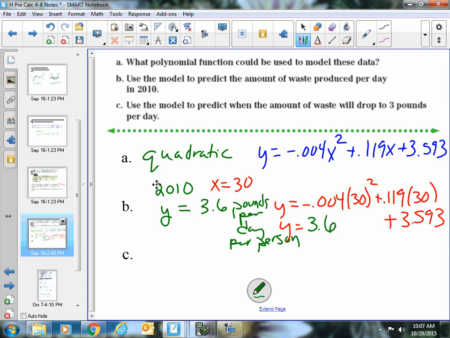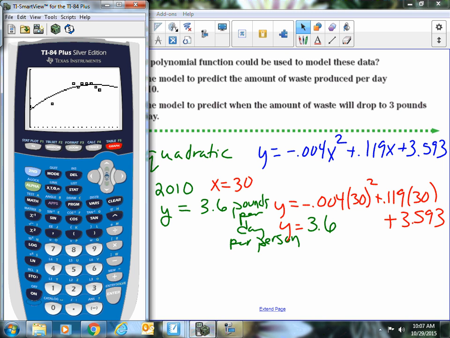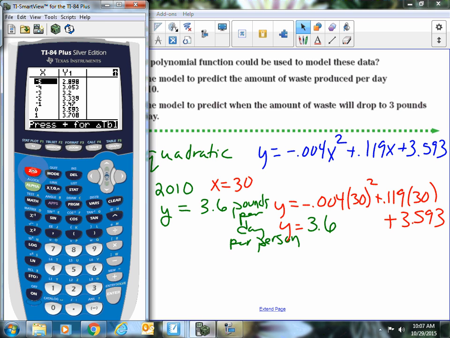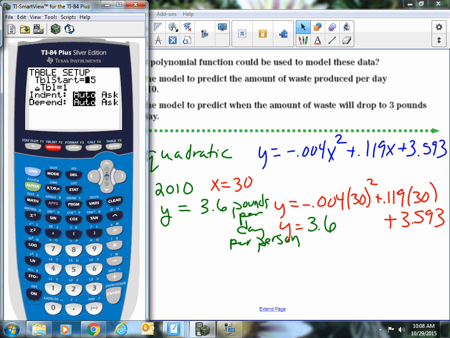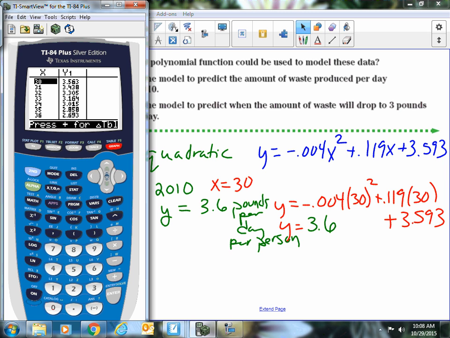So really important in real situations to make sure that you do your labels so you understand what kinds of things you're talking about. Now, another way that we could have done that, since we have the equation in our y equals, you also could have gone to your table. So we'll take a look at our table and look for the different years that you need. Now we would need an x value of 30. So I'm going to go back to my table set. I'm going to start my table at 30 just so we can see this. Go back to the table and I can get to that number pretty quickly. Oh, yep, there's that 3.563 or about 3.6 pounds per person. So if you have the equation in there, you're basically doing that substitution already.